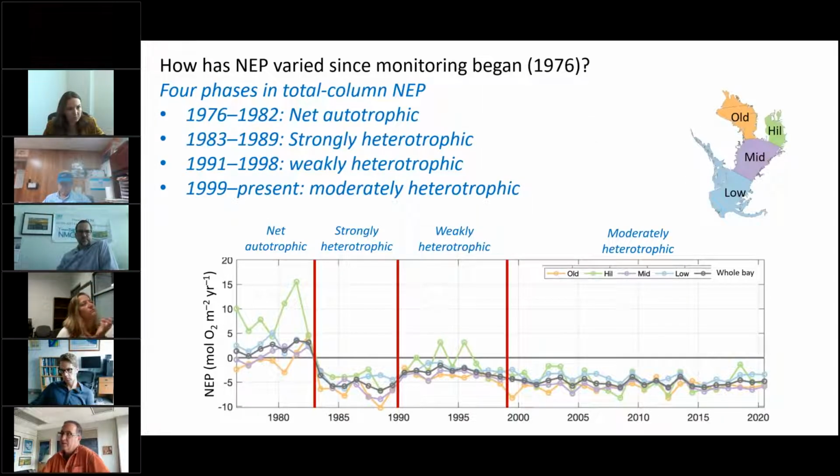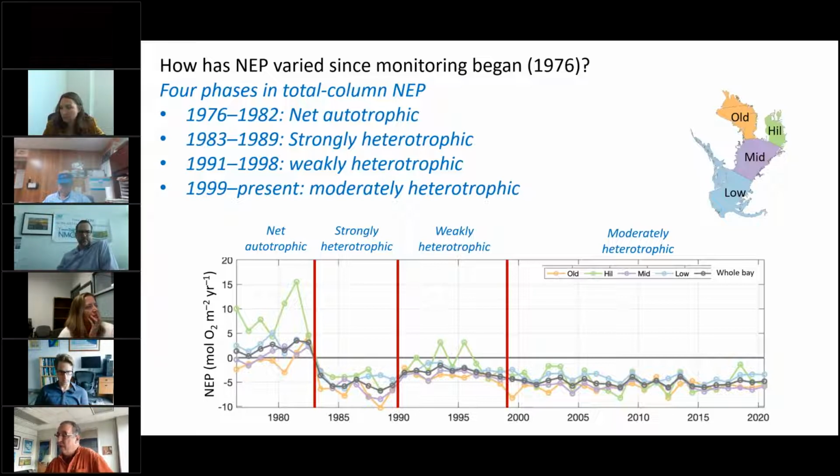To answer our next research question, how has NEP varied since monitoring began in 1976? This is where we see some really interesting trends from the mid 70s to the early 80s. We see basically four phases. That first phase is 1976 to 1982. The system is pretty much net autotrophic. This is different from the long-term average and different from how it is now.